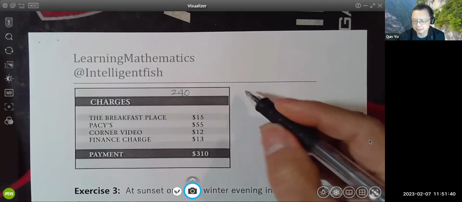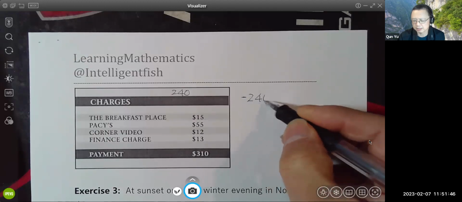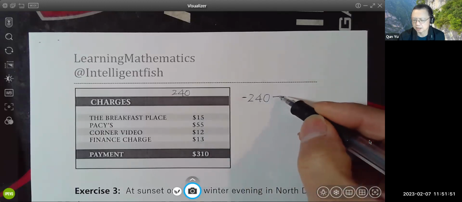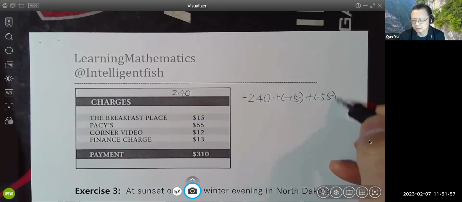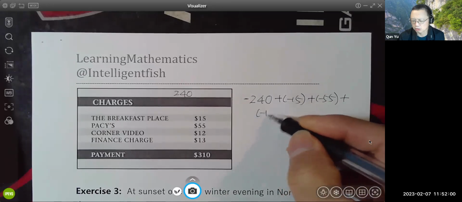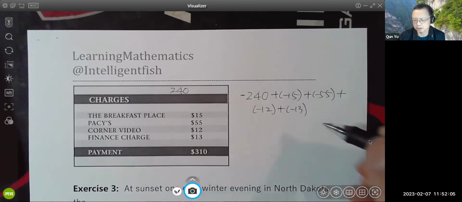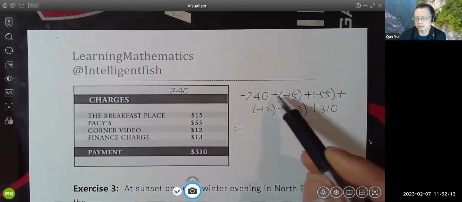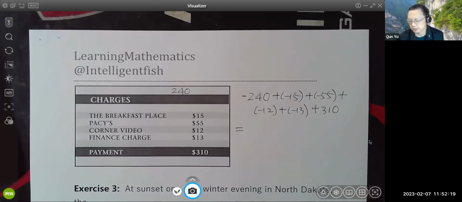So let's set it up. She started with $240 debt and add all of the four debts amount to it. So plus negative 15 plus negative 55 plus negative 12 plus negative 13. Then she has this payment, which is credit, which is positive, plus 310. We can manually do this calculation, but if you understand it, you can use your calculator.